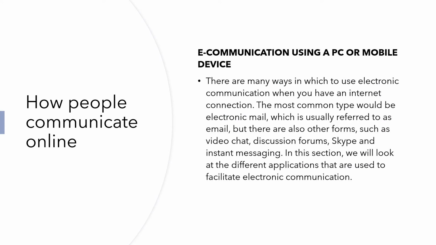How people communicate online: e-communication using a PC or mobile device. There are many ways in which people use electronic communication when you have an internet connection. The most common type would be electronic mail, usually referred to as email, but there are also other forms such as video chat, discussion forums, Skype, and instant messaging. In this section, we will look at the different applications that are used to facilitate electronic communication.